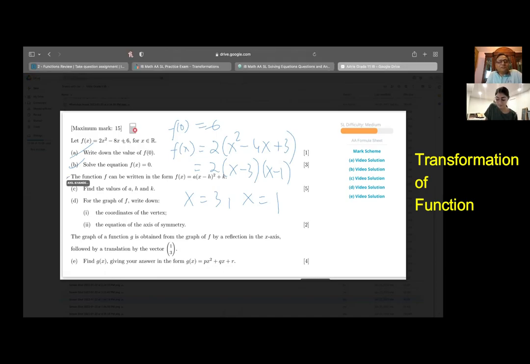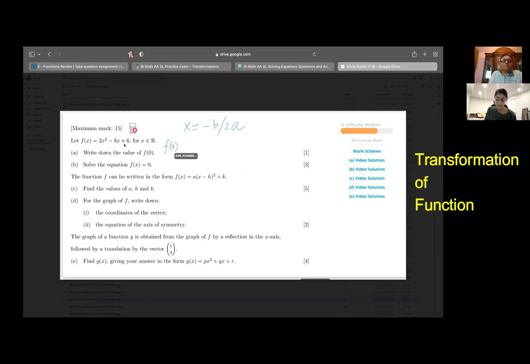Read this. The function f can be written in this form, vertex form, right? Find the values of a, h, and k. So the first thing we'd have to do is complete the square, is what I do, just to find the vertex and then solve for a, because we do have points. Correct.